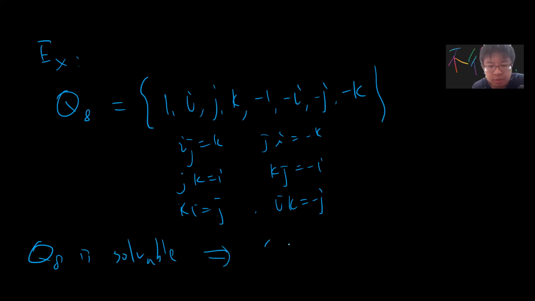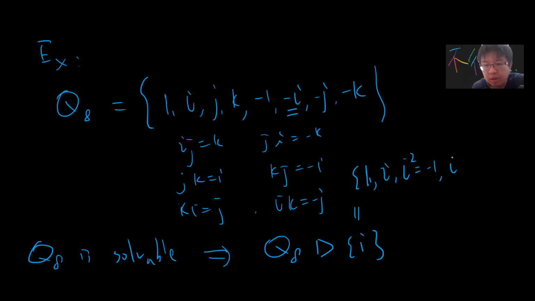This is a very simple exercise, but basically Q8 contains a subgroup, you can take the subgroup generated by i. So this is 1, i, i squared, which is -1, and i cubed, which is -i. You can prove that this group is normal, but you actually don't need to prove it, right? Because it has order 4, so the quotient has order 2, which means that it must be Z2.